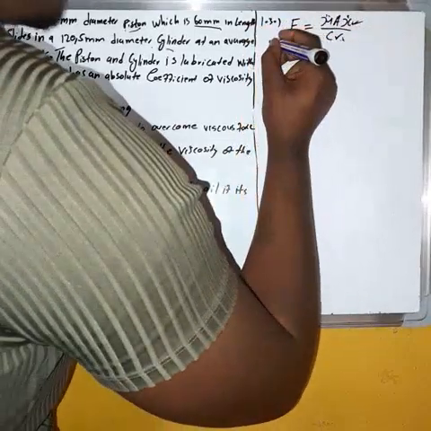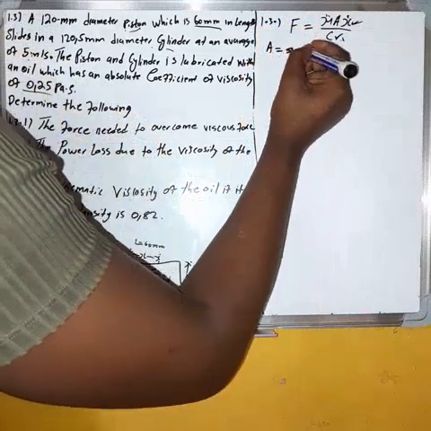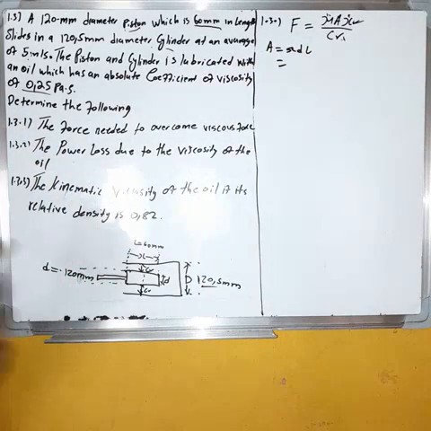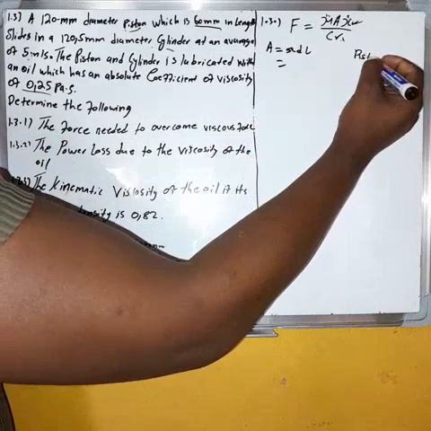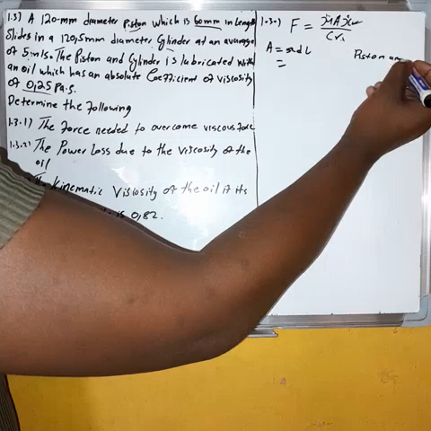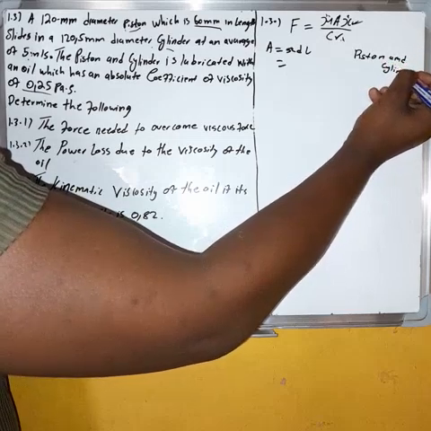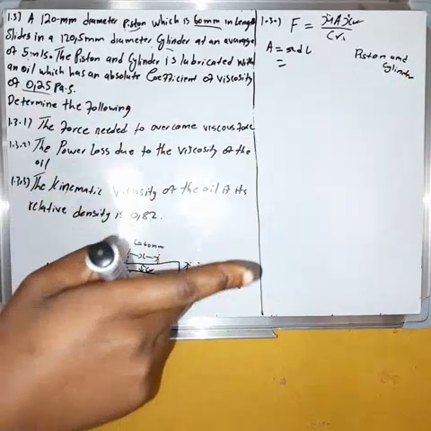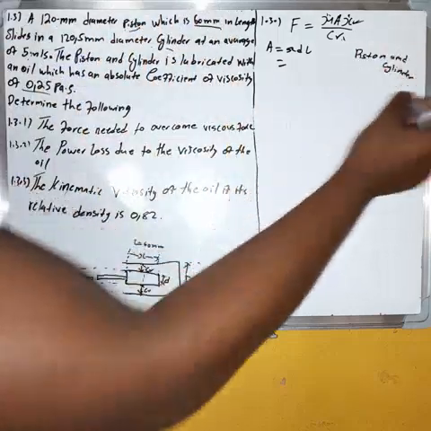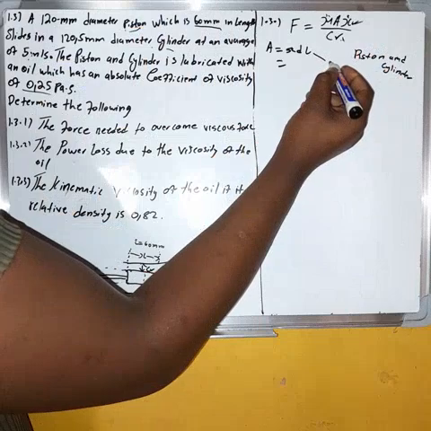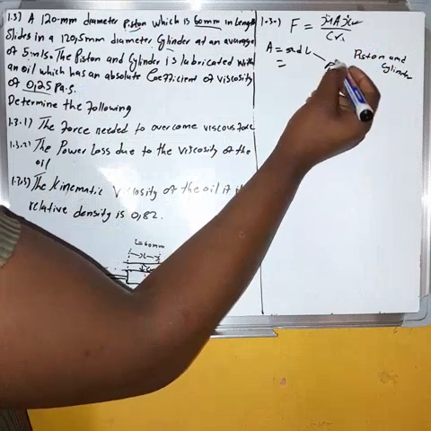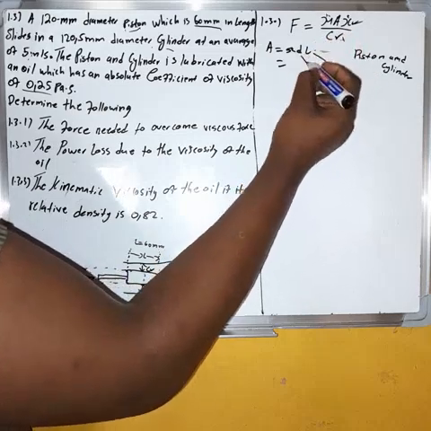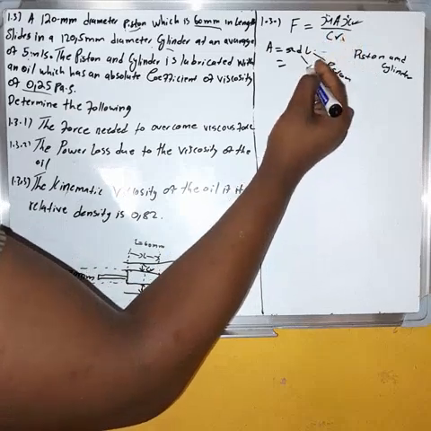So let us calculate the area. Area is pi d l. Remember, now we're dealing with the piston and cylinder. Do not forget. When we are dealing with the piston and cylinder, the length is supposed to be the length of what? Of the piston, not of the cylinder. And the diameter also must be the diameter of the piston.